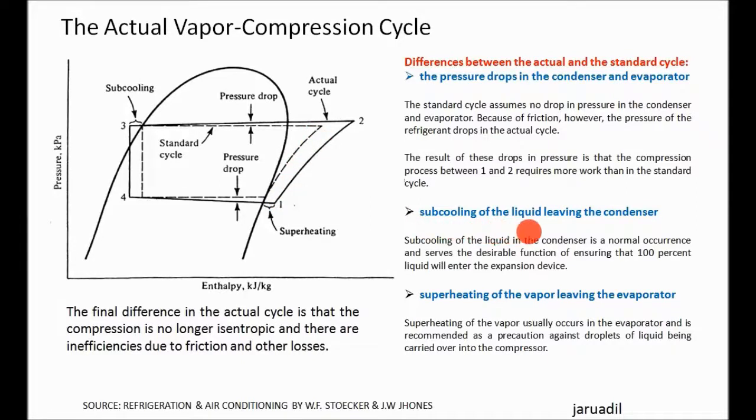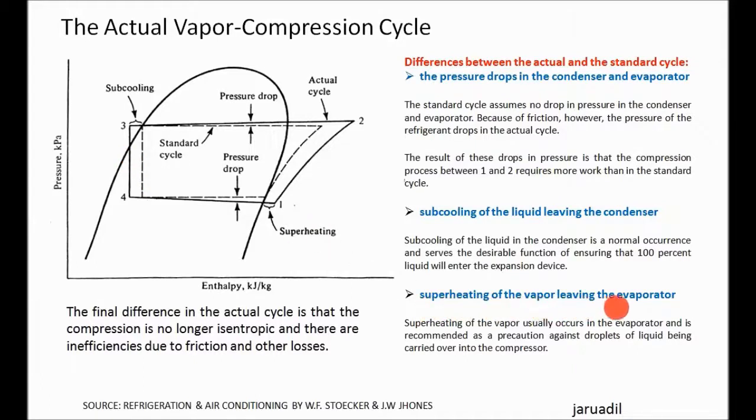Then there is subcooling of the liquid leaving the condenser. Of course, yung liquid galing dito sa condenser, condensation process, magkakaroon niya ng subcooling habang dumadaan yan sa tubo. Subcooling of the liquid in the condenser is a normal occurrence and serves as the desirable function of ensuring that 100% liquid will enter the expansion device. Yung subcooling ng refrigerant liquid from condenser is desirable yan. Maganda, kumbaga, pag sinabi natin desirable, maganda yan ang epekto sa cycle. Kasi, sabi ko nga, dapat ang pumapasok doon sa expansion valve mo between 3 to 4 ay siguradong dapat lahat liquid, wala dyang vapor kasi para maiwasan yung bubbles na magbabara, na mag-i-impede nung flow ng refrigerant sa expansion valve.